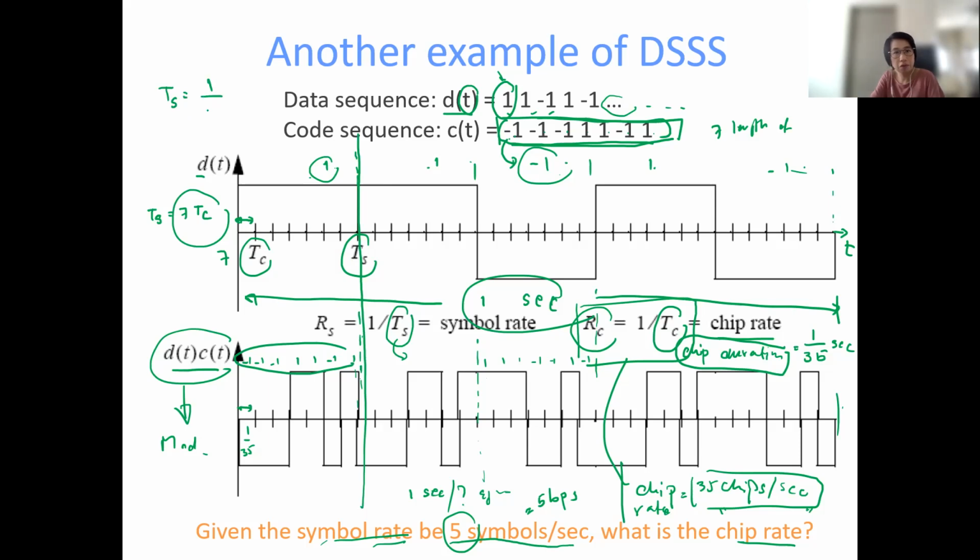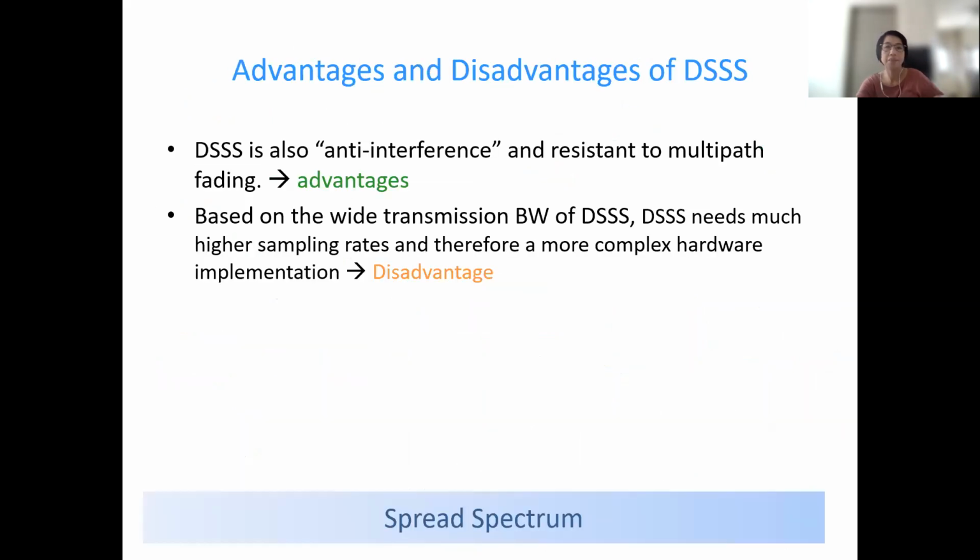1 over here represented by RS. RS means the symbol rate. Symbol rate is 5. So it means that by sending one symbol or one bit, you have to take what? 1 over 5 second, right? 0.2 second. Okay. Any question? This is, I think, simple for calculation.